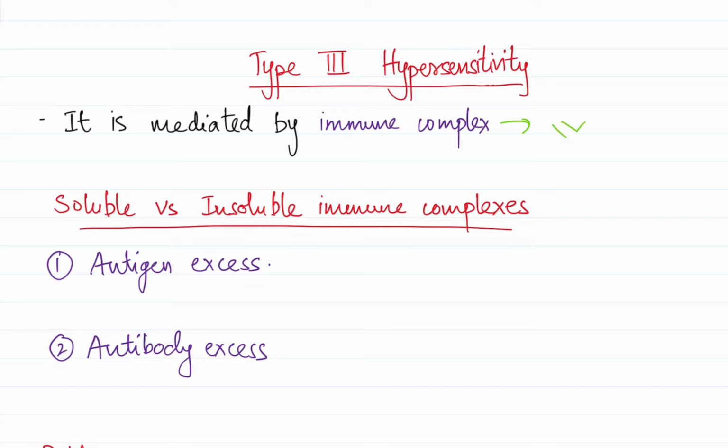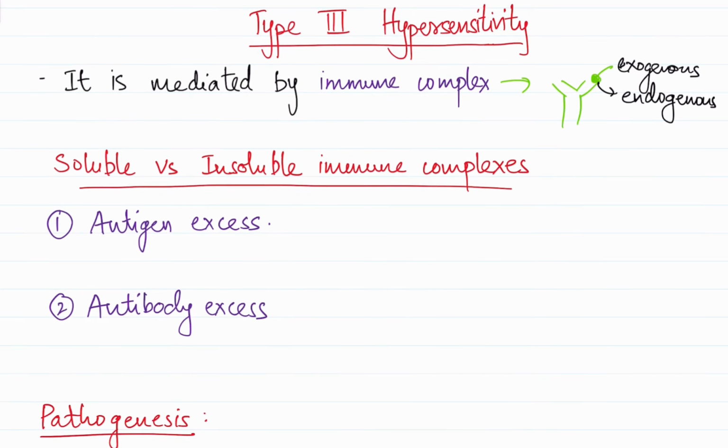Now the question is, from where do we have these antigens? These antigens could be either exogenous or endogenous. They could be exogenous antigens from bacteria or fungus that are present externally, or they could be endogenous, such as DNA or proteins which are produced by our own body.